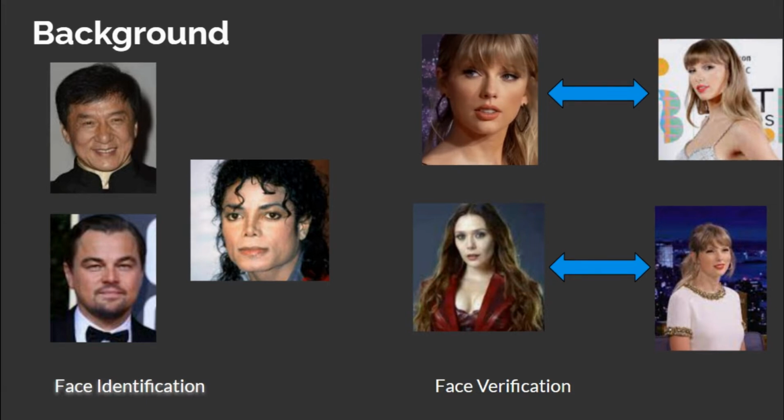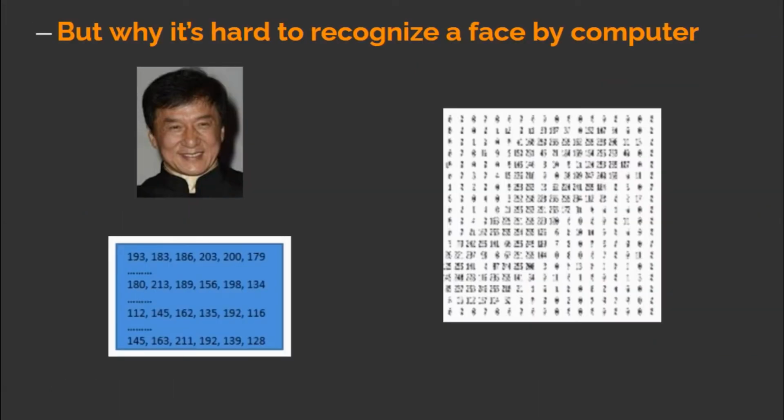So here's a funny question: why is it hard for a computer to recognize a face? Let's use this example. We have a photo of Jackie Chan, and as human beings, we see this photo as a human face. But what a computer can see is a tensor or a matrix with a lot of digits in its columns and rows.